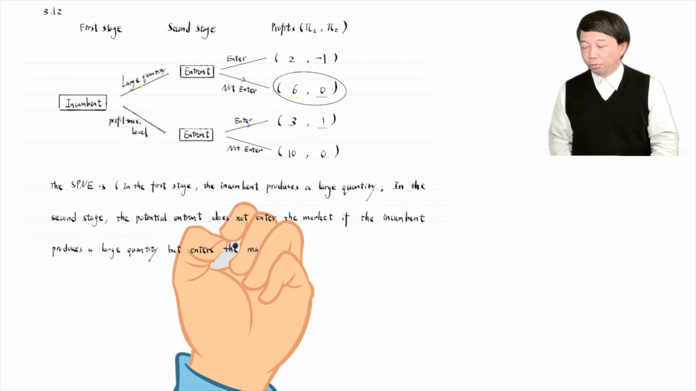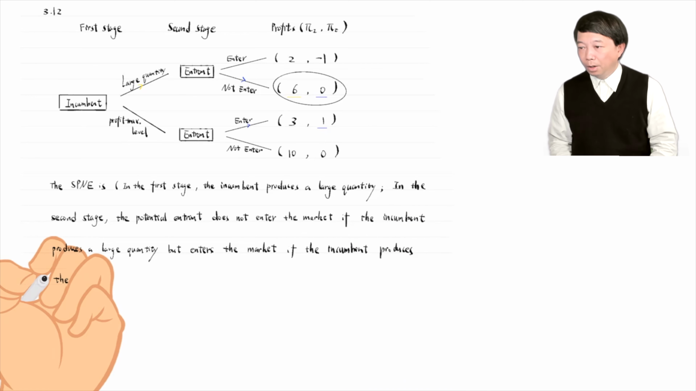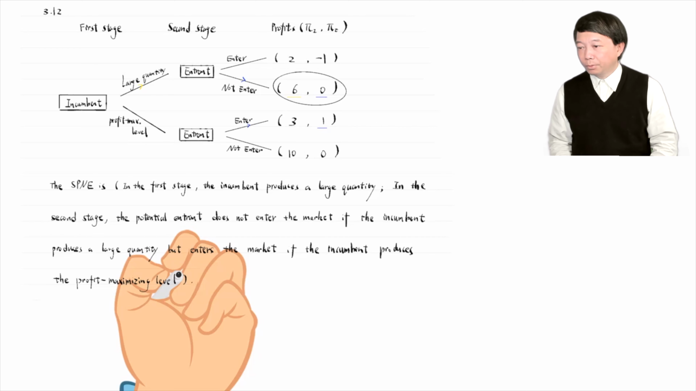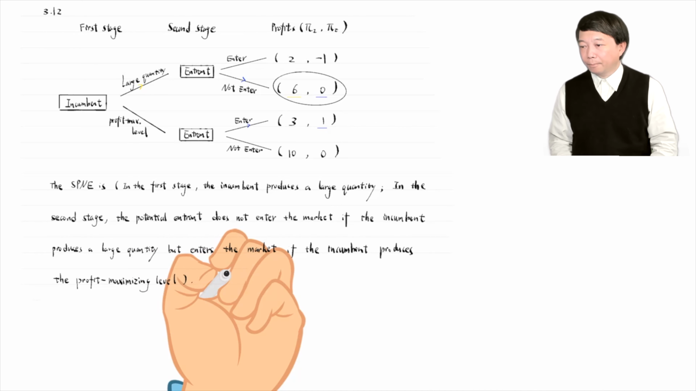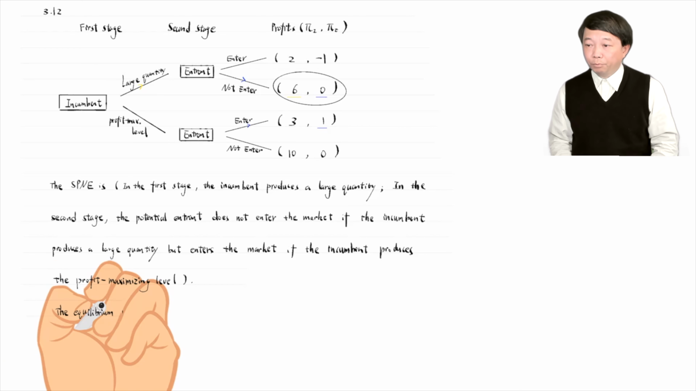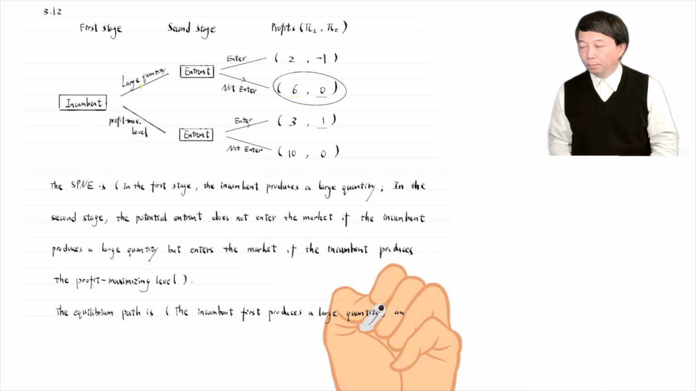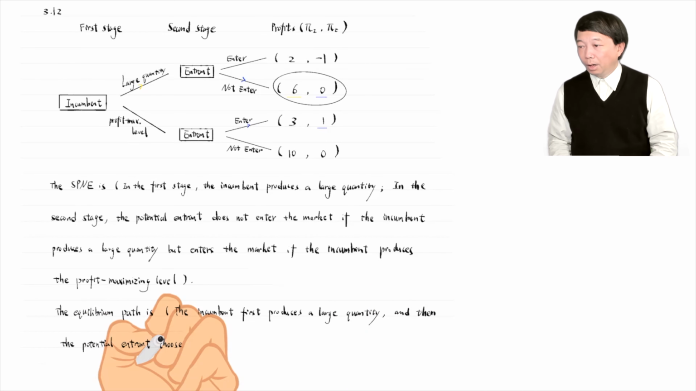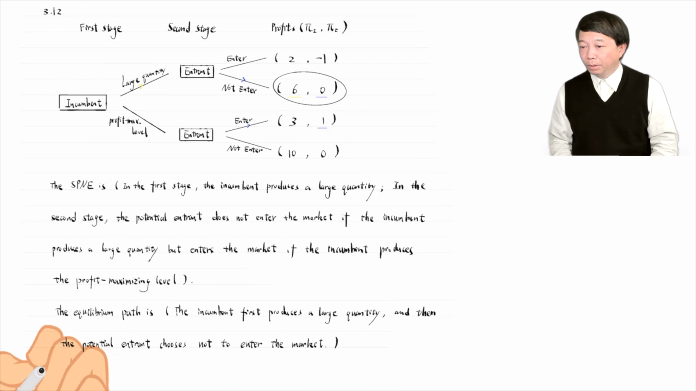Recall that a strategy is a plan that specifies a full set of actions conditional on its rival's possible actions. So the potential entrant's strategy in the second stage should be stated as above. The equilibrium path is the path with 2 arrows. The incumbent first produces a large quantity, and then the potential entrant chooses not to enter the market. The outcome of the game is that the incumbent gets $6 million and the potential entrant gets 0.